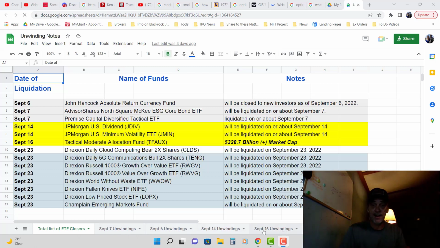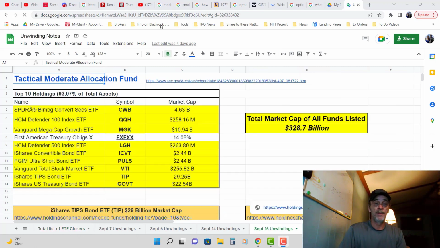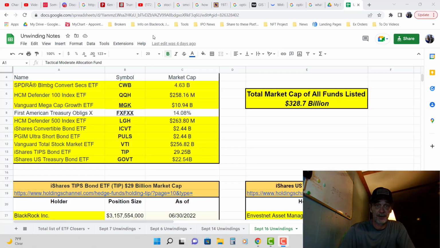You'll see right here, I've got a tab for the 16th. So let's just take a look at Tactical Moderate Allocation Fund. It will be unwinding on the 16th. All right, the total market cap of this fund is $328 billion. And inside of this fund are other funds.